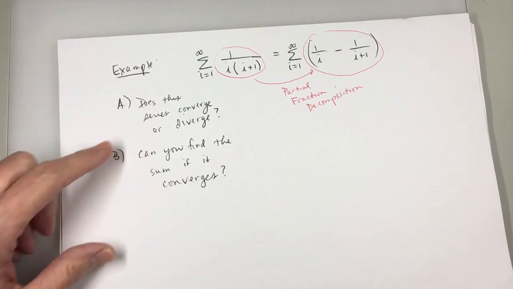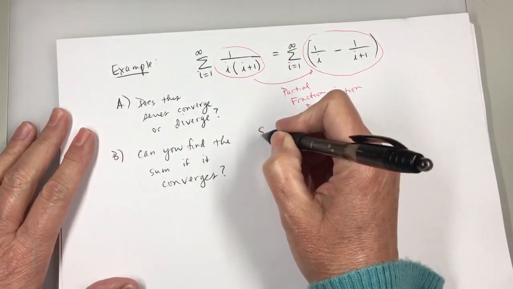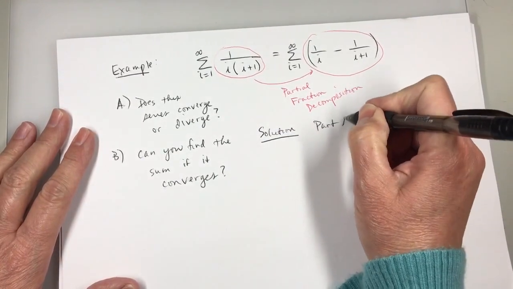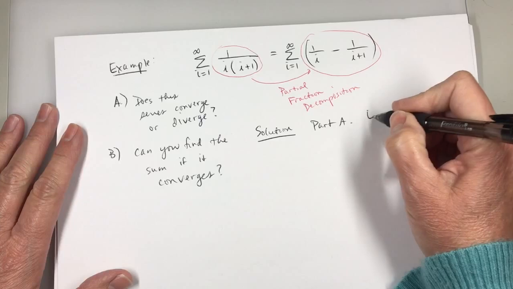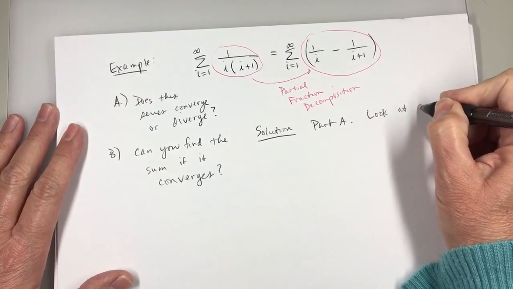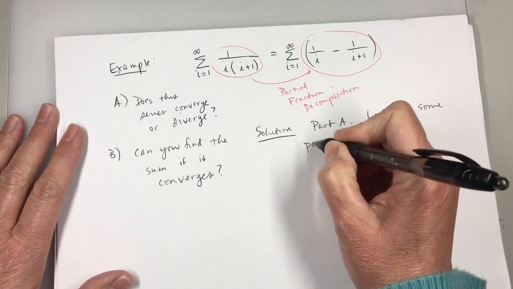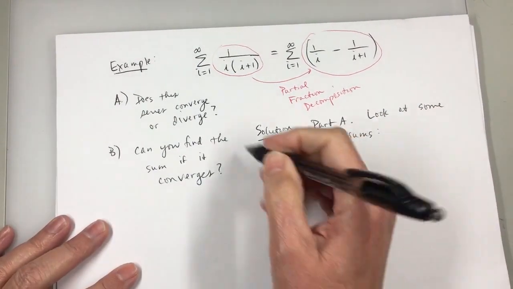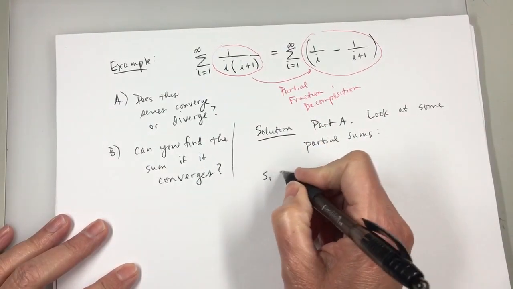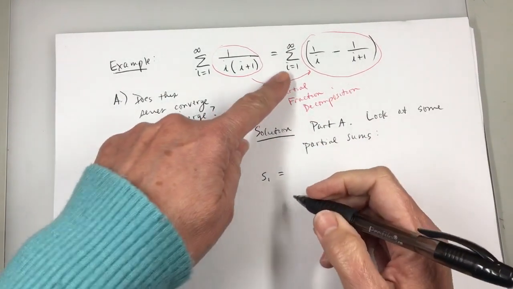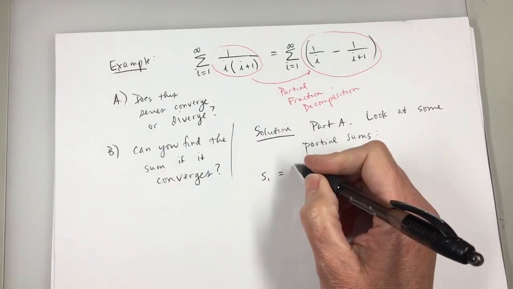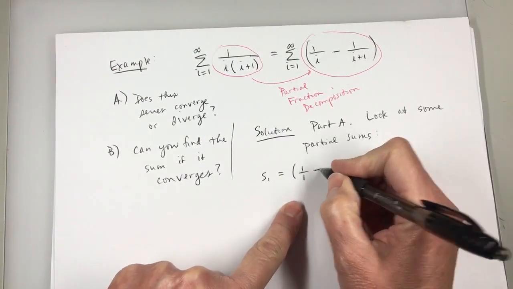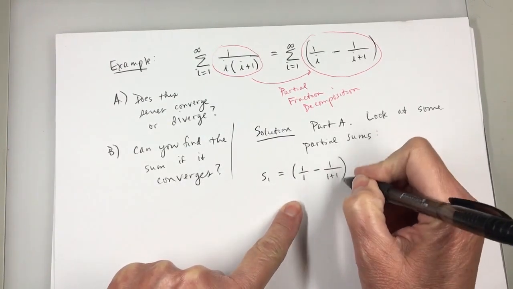Does the series converge or diverge? So for the solution, for part A, I'm going to look at some partial sums. S1 is what I get when I plug in 1. And I'm going to go with my partial fraction decomposition: 1 over 1 minus 1 over 1 plus 1.